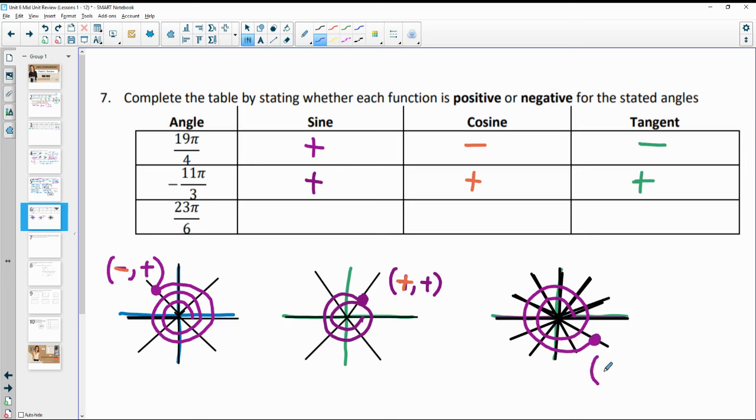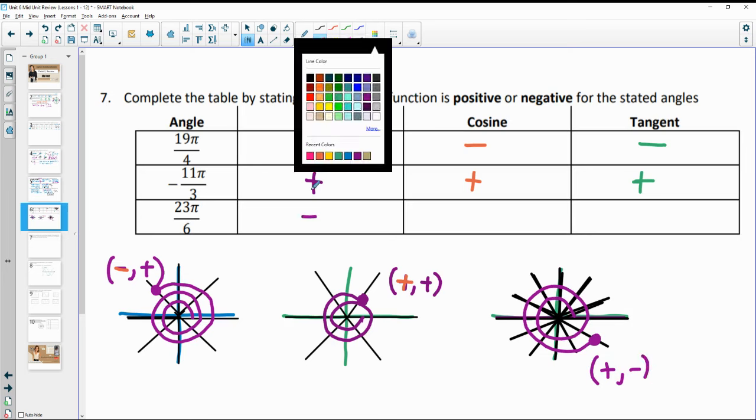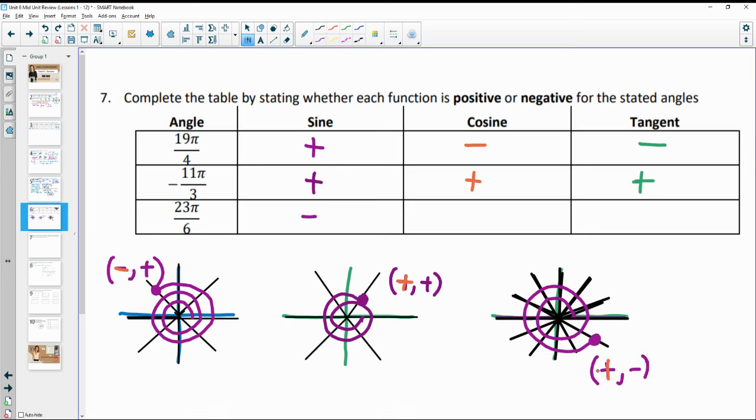That's in the fourth quadrant. That has a positive x and a negative y. So our sine is negative, our cosine is positive, and tangent is dividing a negative by a positive, so that's going to be negative.